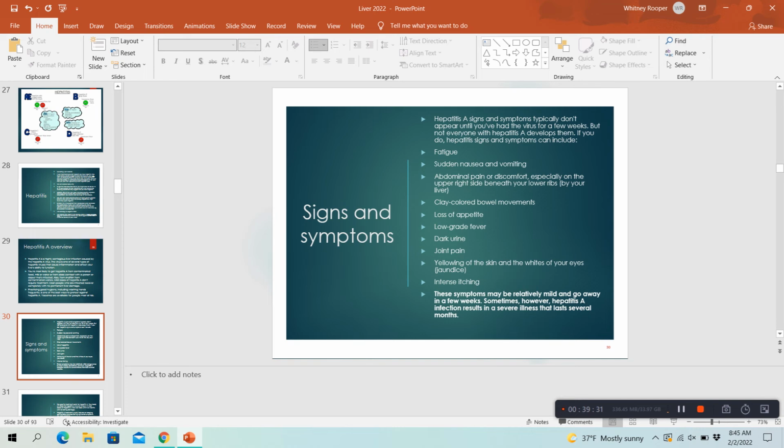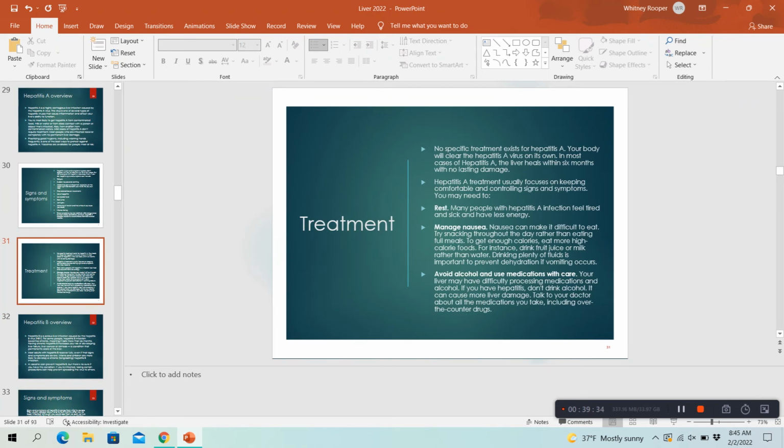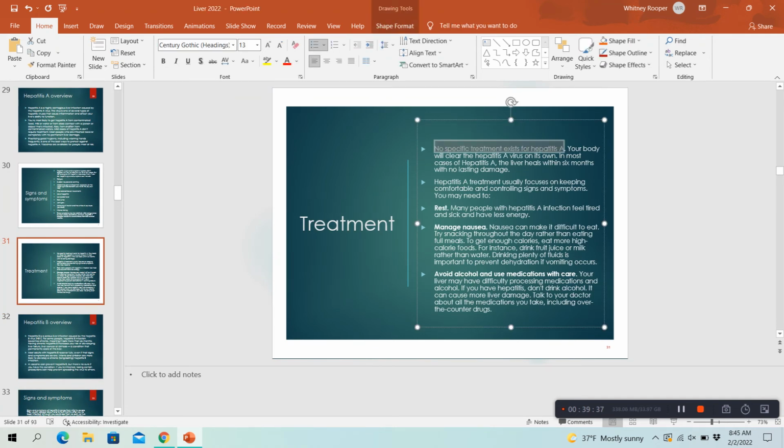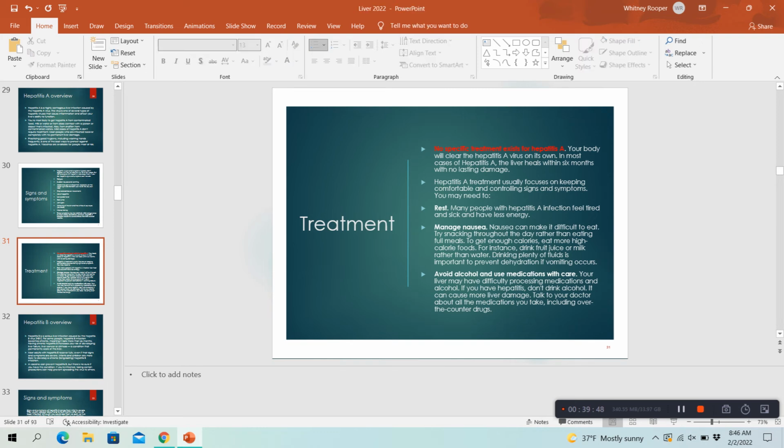Treatment, there is no specific treatment for anything. You clear the virus itself. You shed the virus yourself. The liver usually heals within 6 months with no damage. Rest is the very first thing we put them on. You want to manage their nausea, so you would want to have some nausea medication on. Avoid alcohol and medications. What kind of medications would you want to avoid?